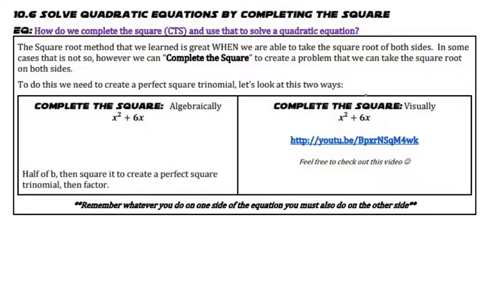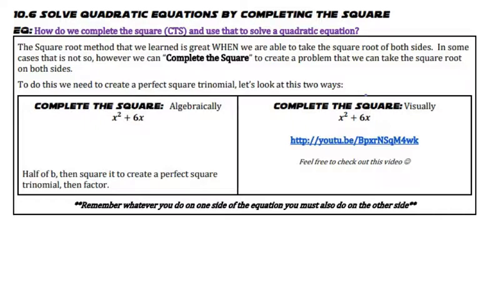So, our essential question: how do we complete the square, which we're going to abbreviate as CTS, and how do we use that to solve a quadratic equation? We're really going to look at those two pieces separately. I'm going to focus for the first half of this video on how you actually complete the square. What does that mean? Why is it called that?